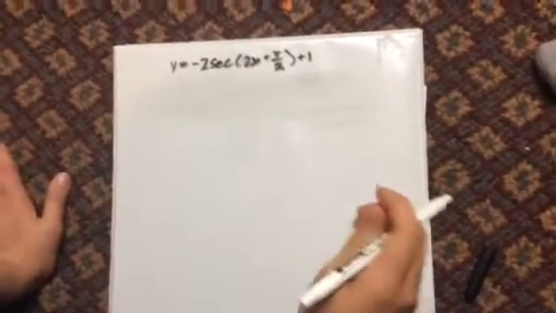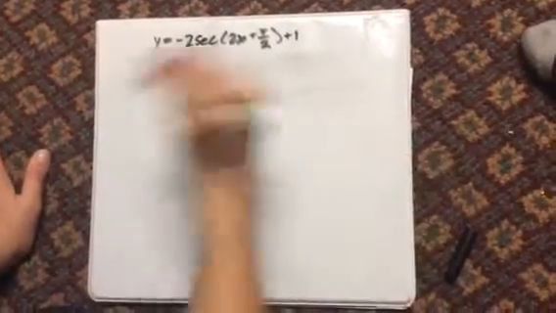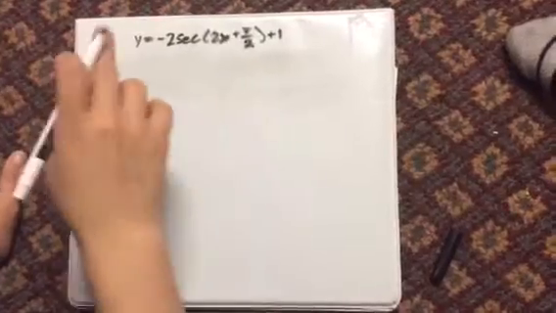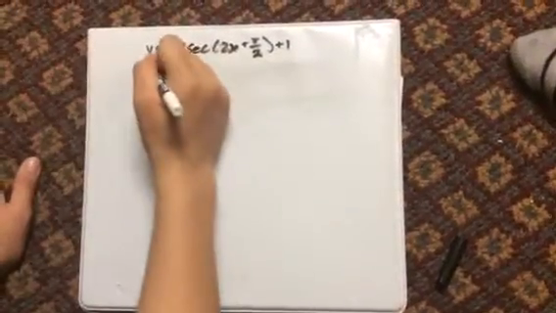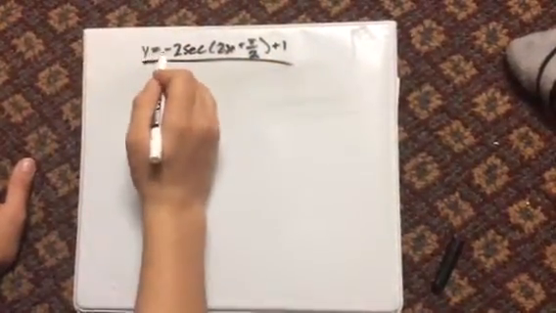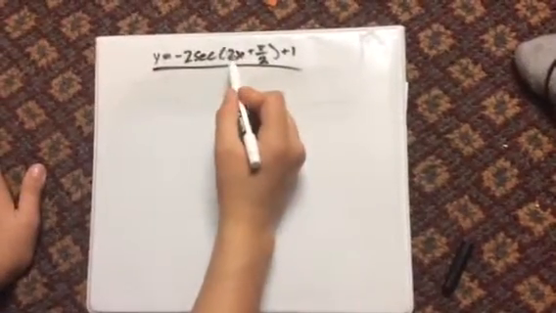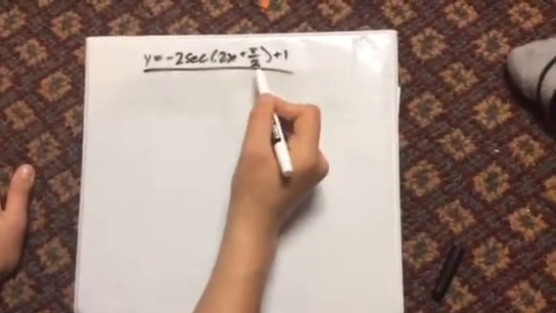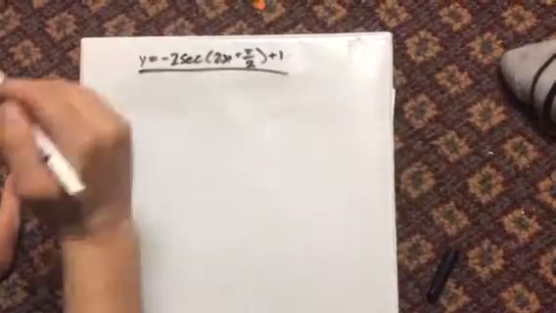Hi, my name is Madison Lima from Period 4 Math Analysis, and today I'm going to show you how to graph a secant graph using this equation. You have y equals -2 secant in parentheses 2x plus pi over 2, plus 1.